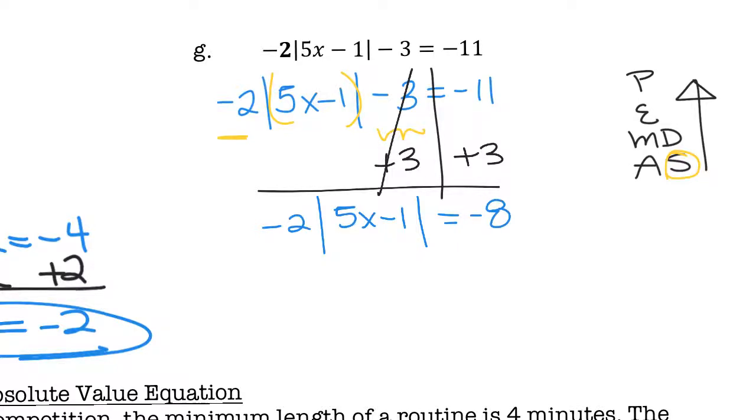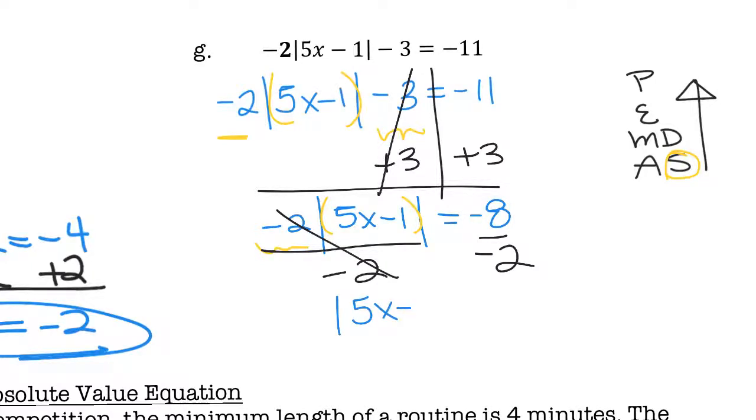Remember, the absolute value, whatever's in it, is going to stay inside together until that's all that's left. So we have to get rid of this negative 2 that's being multiplied. The inverse of multiplication is division. We'll divide both sides by negative 2. So now we have the absolute value of 5x minus 1 is equal to positive 4.